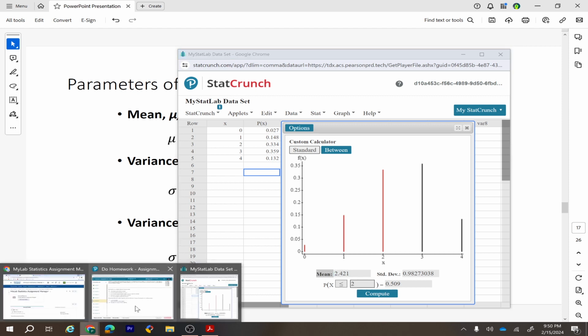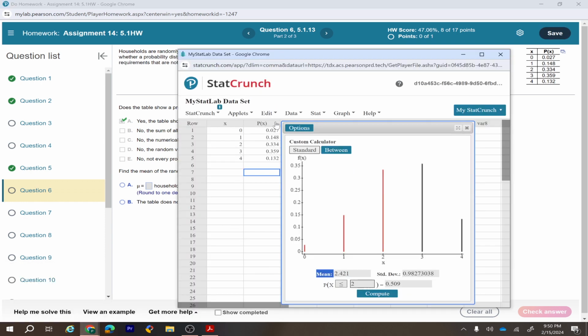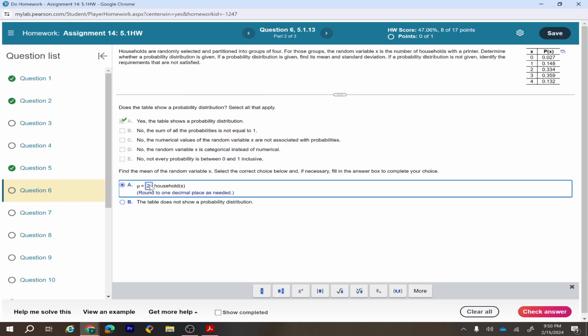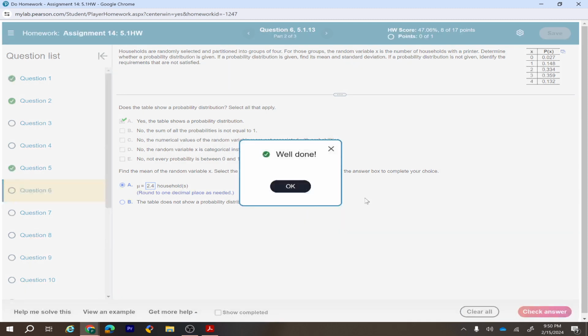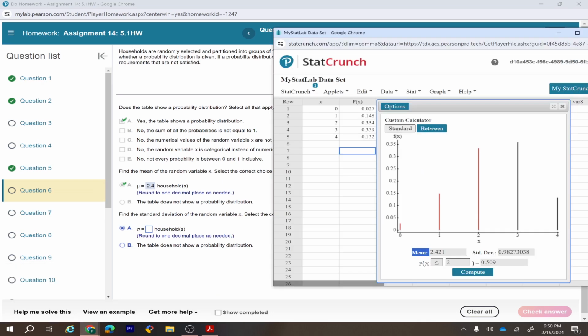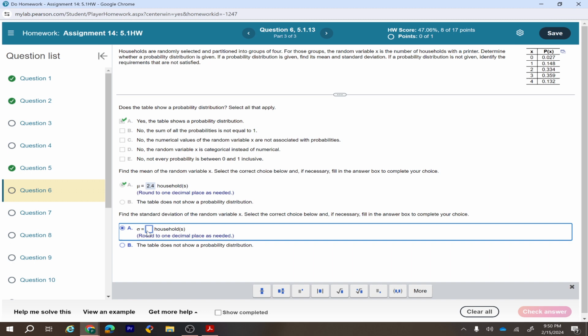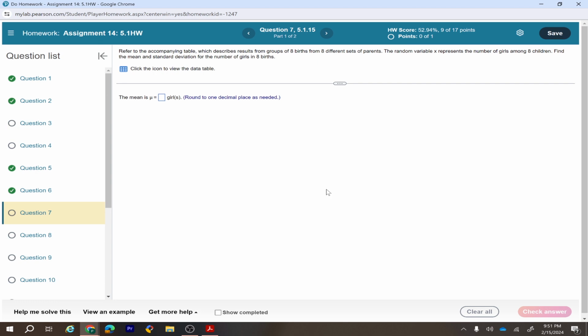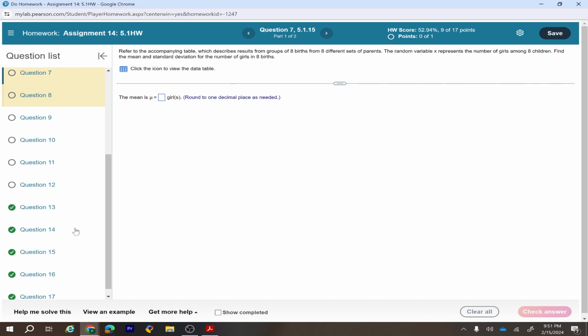If you focus down here, you are going to see the mean and standard deviation. For this question, the mean is 2.421, but if you want to round it to 1 decimal place, it would be 2.4. That's the mean. And the standard deviation from this calculation is 0.98. If you round it to 1 decimal place, it would be 1. So that's the mean and standard deviation we can calculate for the probability distribution using StatCrunch.